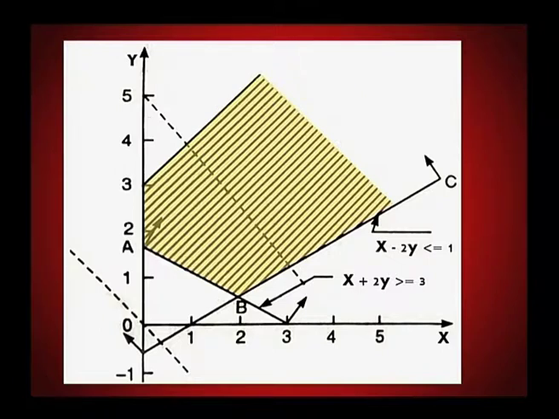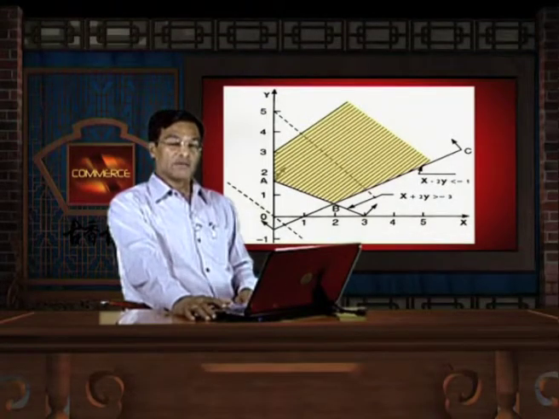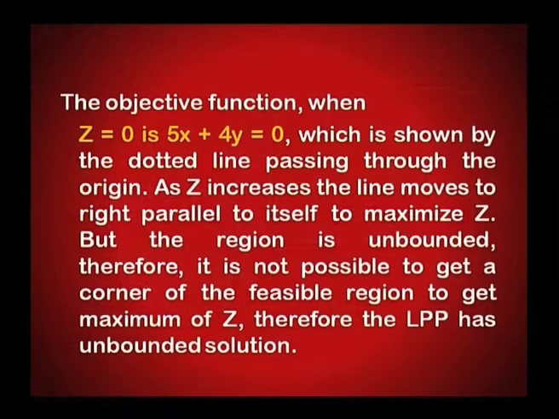If we take the objective function as the dotted line at z equal to 0, start from the origin and move parallel to itself, but there is an unbounded region. So, there is no corner point that gives the bounded maximum value of z. The objective function when z is equal to 0 is 5x plus 4y equal to 0, which is shown by the dotted line passing through the origin. As z increases, the line moves to the right parallel to itself to maximize z, but the region is unbounded. Therefore, it is not possible to get a corner of the feasible region to get the maximum of z. Therefore, this LPP has an unbounded solution.